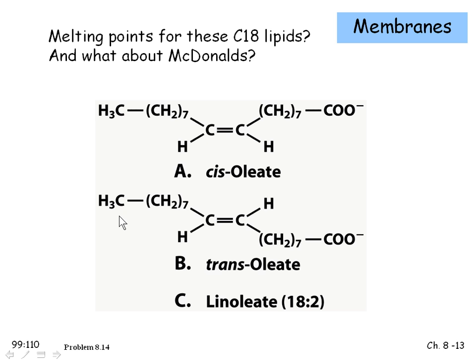So let's take a little look at these. Here's three lipids: a cis-oleate, a trans-oleate, and linoleate. Okay. So if you do the math on cis-oleate, you have 7, 7, 14, 15, 16, 17, 18. So this is an 18 carbon fatty acid. This is the trans-oleate, which is the same number of carbons, but in this case the trans double bond. And then linoleate, which has 2 double bonds.